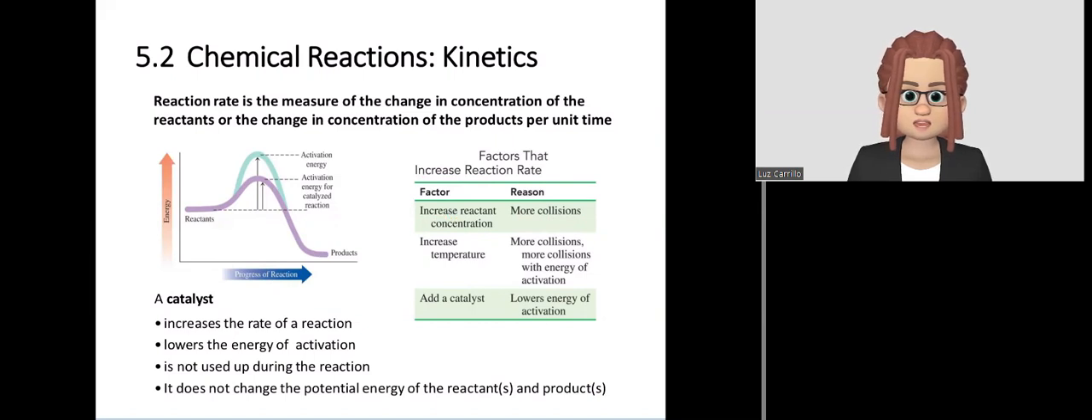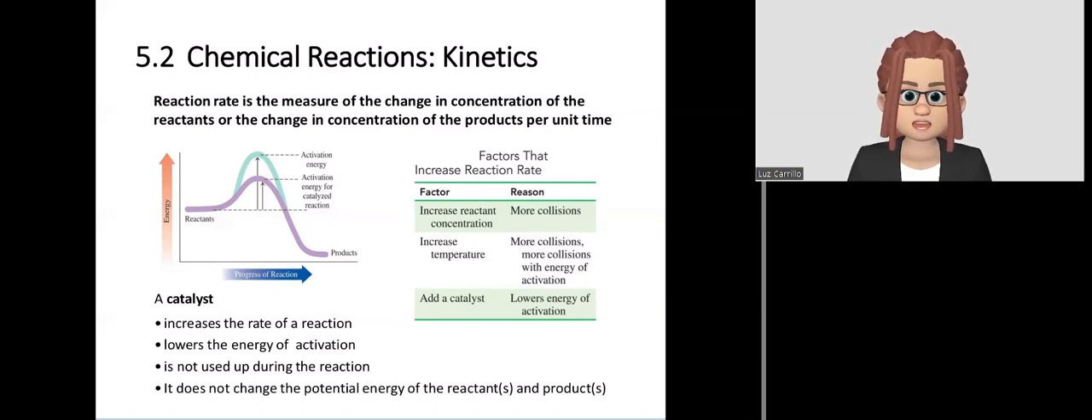Temperature also affects the reaction rate of a chemical reaction. If you increase the temperature of a reaction, not only do you have more collisions, but those collisions are going to be producing activation energy that is going to allow those reactants to get to products. And this is going to also affect the reaction rate by increasing it.